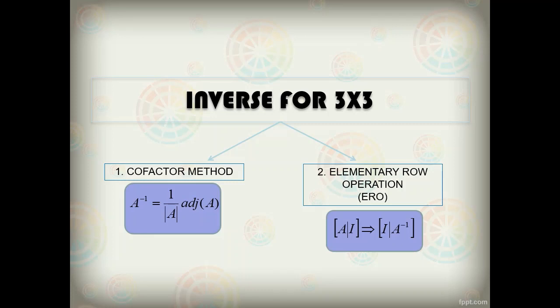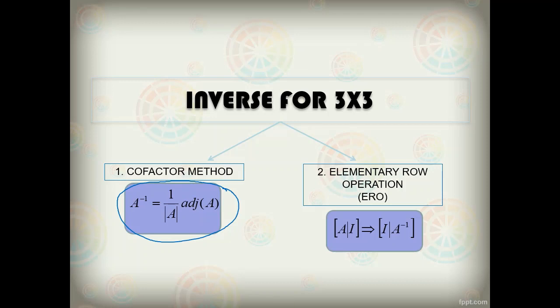You also have two methods to find the inverse. The first one is by applying the formula 1 over determinant of A times the adjoint. When you look at the adjoint, you know that you need the cofactor, because the adjoint is the transpose of the cofactor. And the second one is by using the ERO method, which is elementary row operation.